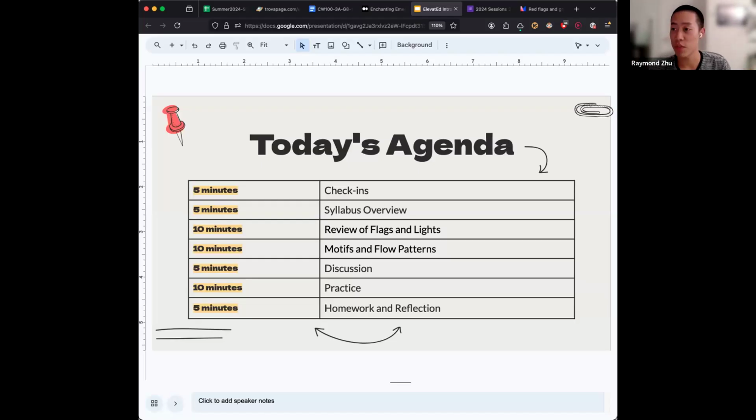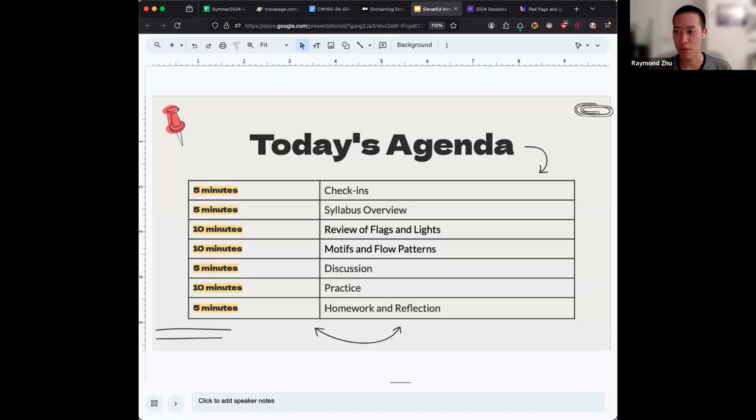Then we'll take a look at motifs and flow patterns. So I mentioned these as two of the green lights that we had. And we'll take a look at some examples of motifs and flow patterns and also talk about how you can implement them in your own writing.